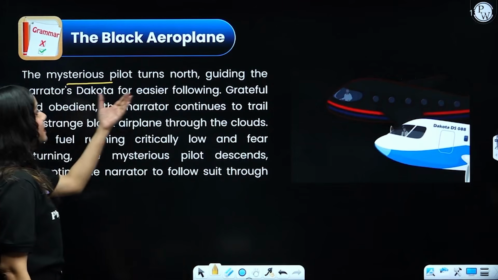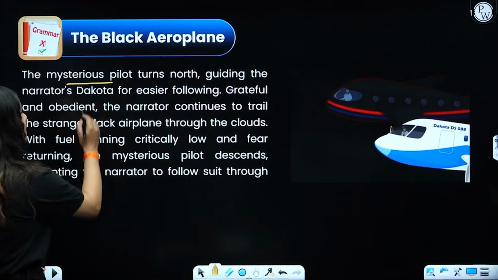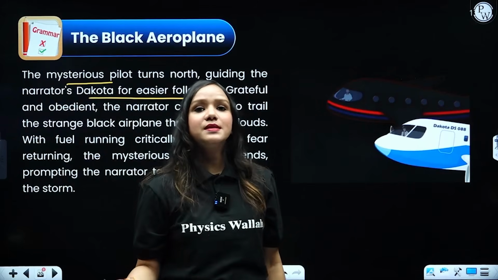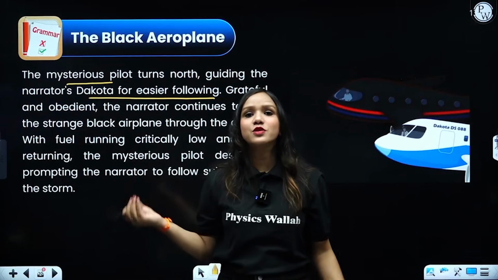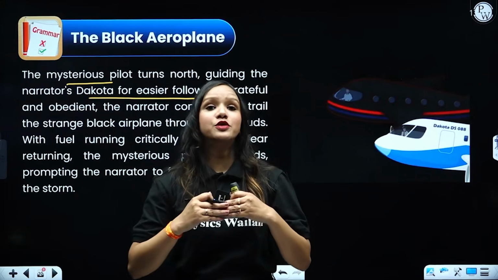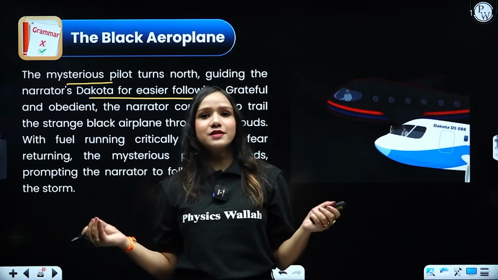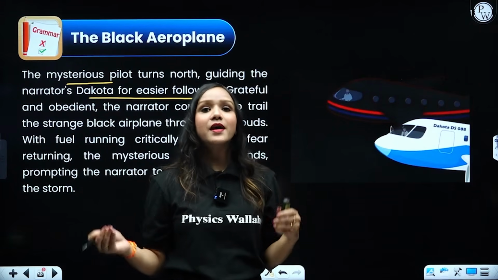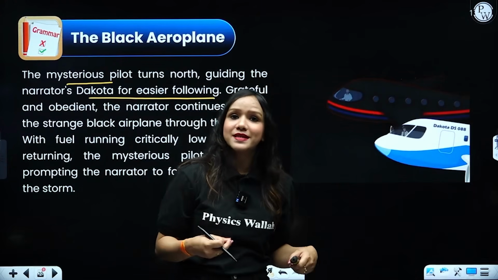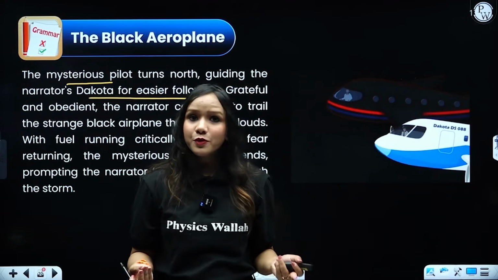So the mysterious plane turns north, guiding the narrator's Dakota for easier following. Just because in this stormy weather, the pilot of DS-088 was already confused and he did not know, he could not find any directions. And in that stormy weather, he saw another plane, and he saw the pilot who signaled him and waved his hand towards him and asked him to follow, right?